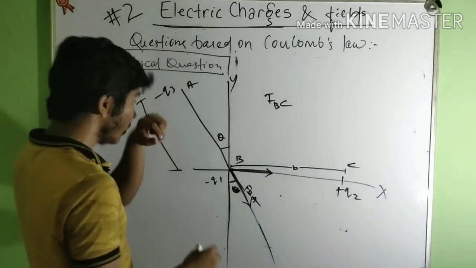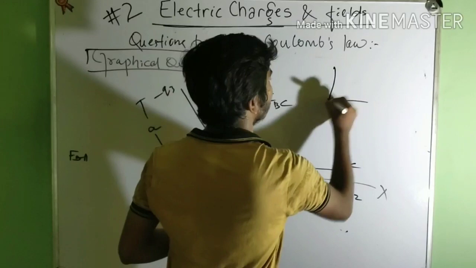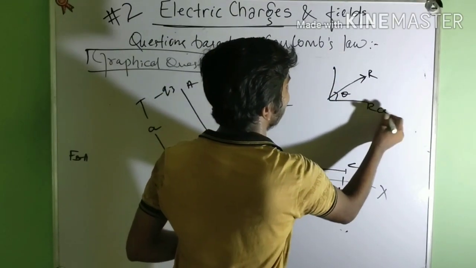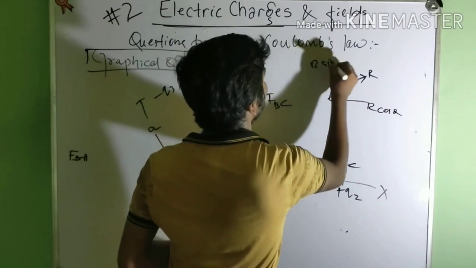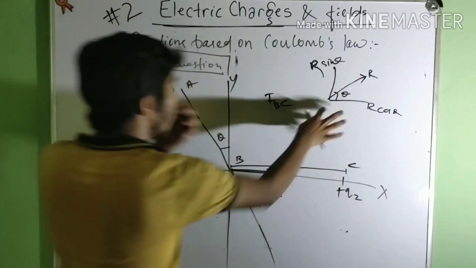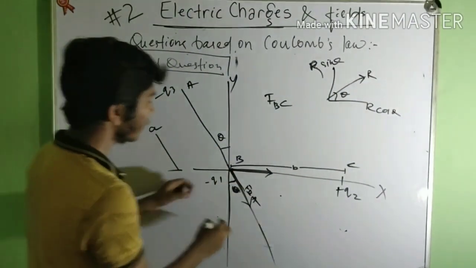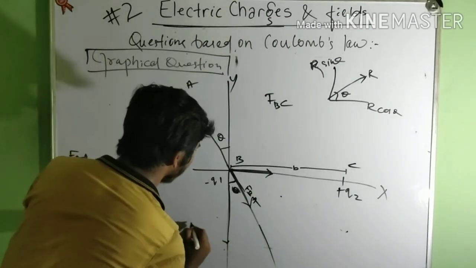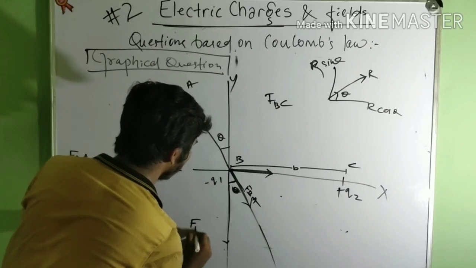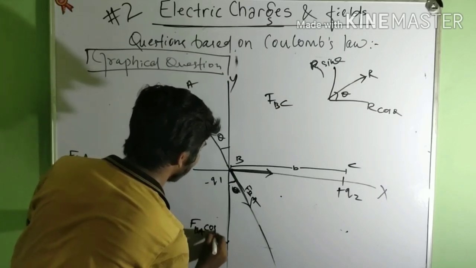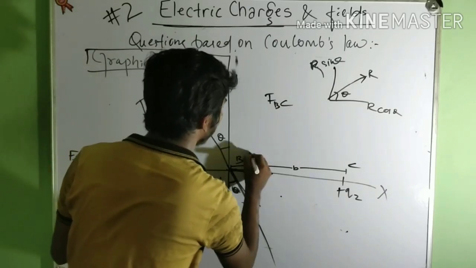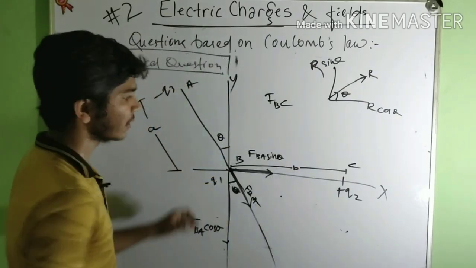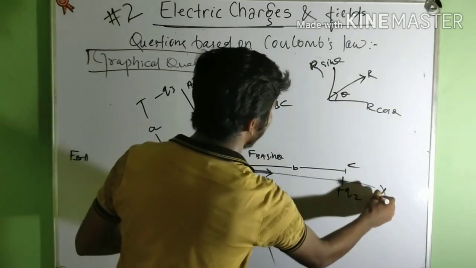As you know in 11th class, if this is theta and this is the resultant r, this will be r cos theta and this will be r sin theta. It is simple, you have read it in class 11. So this line will be force on B due to A cos theta, and this will be force on B due to A sin theta. What does the question say? What is the x component? It is the x component.